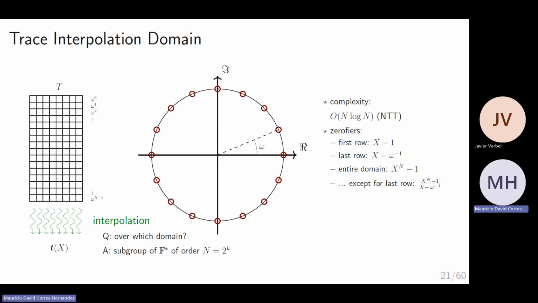So concretely, the zerofier polynomial is x to the power k minus 1, or something. Well, if n is the number of rows in the trace, then the zerofier polynomial will be x to the power n minus 1.